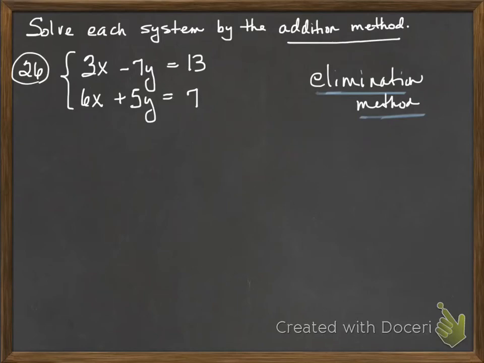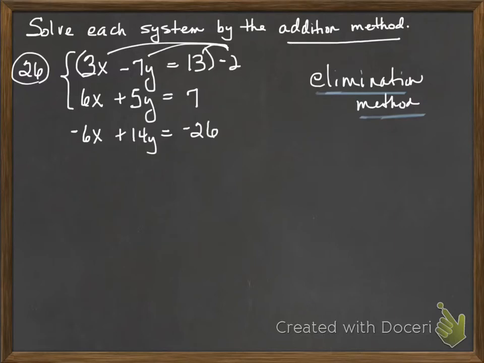So I'm going to cancel the x's by multiplying the top equation by negative 2. And I chose negative 2 because negative 2 times positive 3x is going to give me that negative 6x. And the negative 6x is going to cancel with the positive 6x. Negative 2 times negative 7y is positive 14y. Negative 2 times positive 13 is negative 26. And then what you're going to do is add these equations. So you're going to add the original second equation with the first equation that's been multiplied by negative 2.